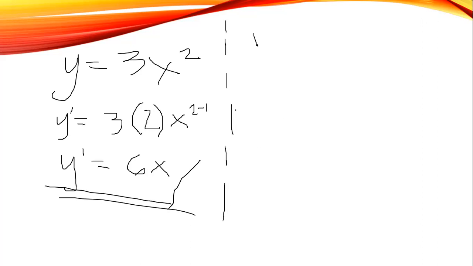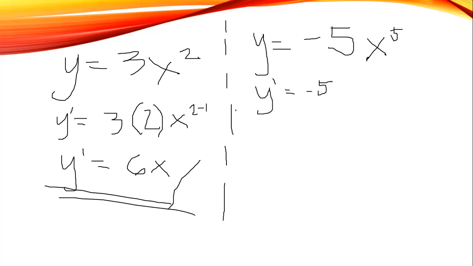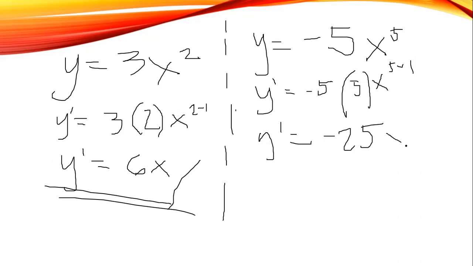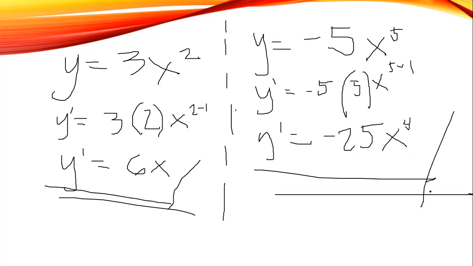Well, let's have another example. Y is equal to negative 5x raised to the 5th power. So y prime is equal to, kopyahin yung negative 5, and then ibaba yung 5 na exponent. So we have this, and then kopyahin yung x, and then the exponent minus 1. So therefore, y prime is equal to negative 5 multiplied by 5 is equal to negative 25, and then x raised to the 4th power. So 5 minus 1 is equal to 4. Therefore, this is now the derivative of the given function. Nasusundan pa ba? Okay, let's proceed.